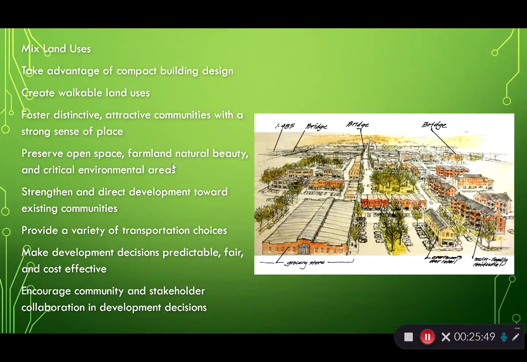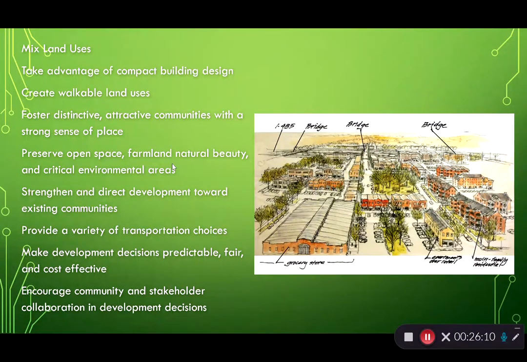More compact and efficient development creates identity. It fosters distinctive, attractive communities with a sense of place. They're more walkable, so people are more likely to be out and about, meeting their neighbors, getting to know people that live around them, building that sense of community and connection to place that's so important for sustainability.